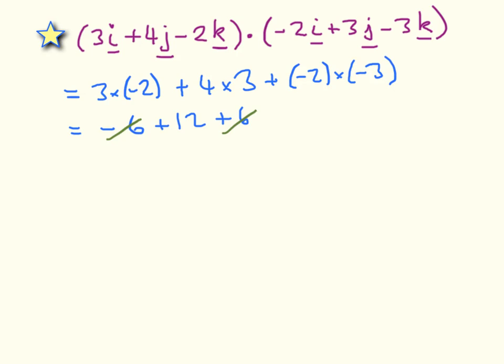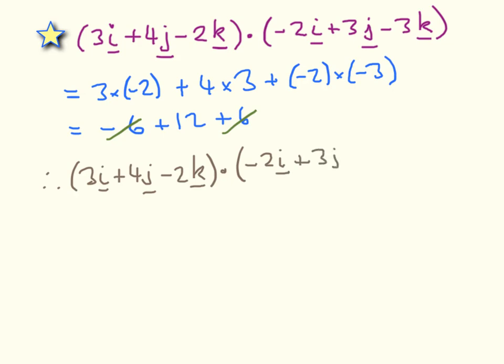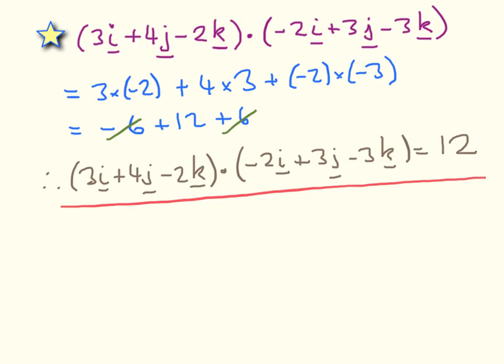So we see that 3i plus 4j minus 2k dotted into, but I much prefer the word scalar product because it makes it clear that the answer is going to be a scalar, minus 2i plus 3j minus 3k is equal to 12, and as I say, the scalar product, the answer is a scalar. So with that, I'm going to move on to the next question.